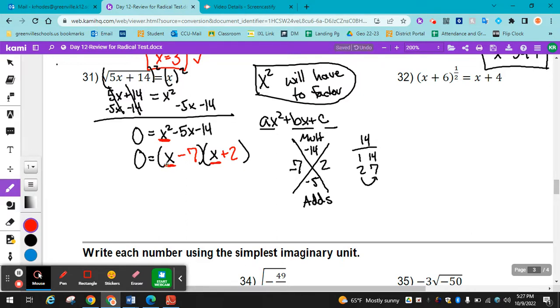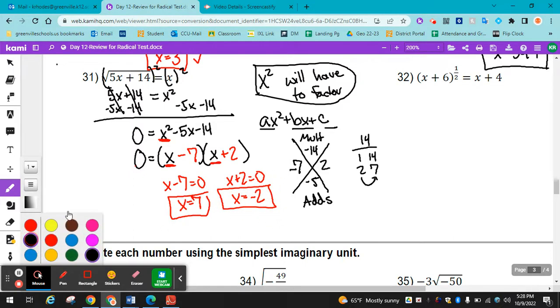We want to know what x has to be. The factors multiply to 0. Well, to multiply to 0, one of these or both of these has to be 0. So that's what we're going to do. We're going to set them each equal to 0. Add over the 7: x equals 7, x equals negative 2.